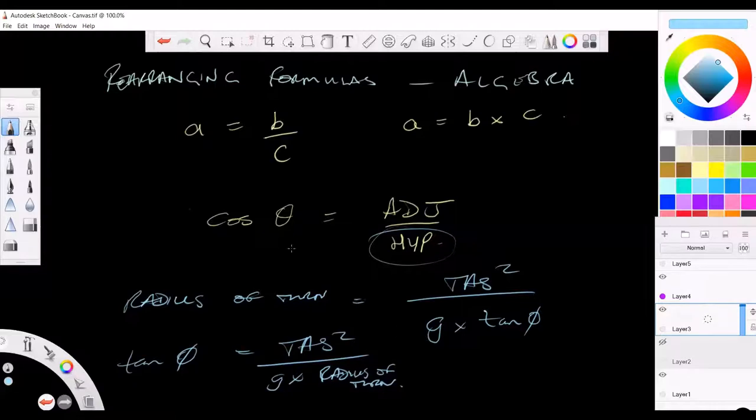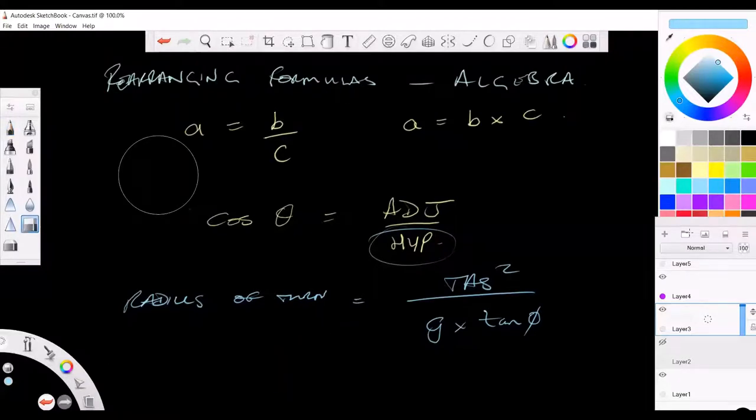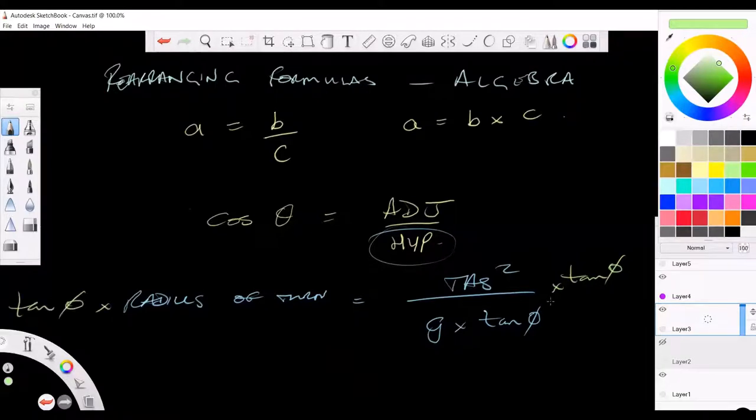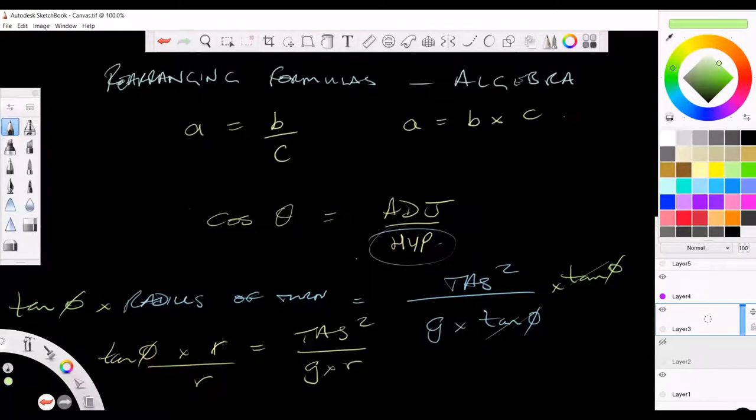So what you're doing here, of course, is that two-step process of multiplying both sides by tan phi. So these two end up cancelling out. And then we've got tan phi times, I'll just say r for radius of turn, equals TAS squared over g. And then on this one, you're dividing both sides by r. And the r's cancel out on this side to give tan phi equals TAS squared over g times r. So even if there's another element in it, these processes still work fine.